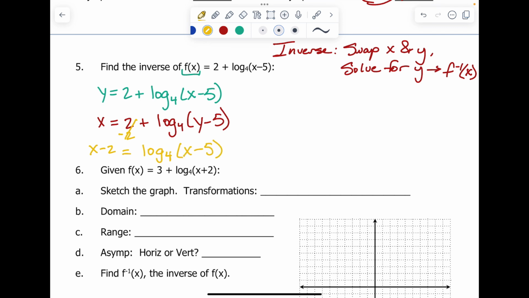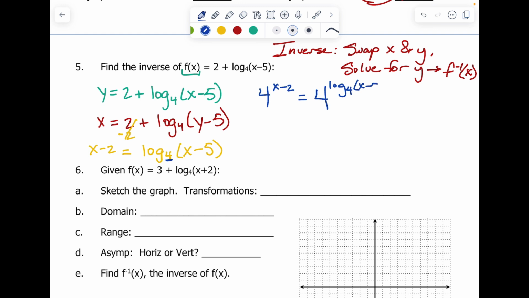Now remember, a log is an operation. So to cancel it, we need to do its inverse operation, which means I'm going to take both of these. See, it's a log base 4. I'm going to take both of them, and I'm going to make them exponential with a base of 4. It's the inverse operation. Now, sorry, I wrote that as an x. Let me make that a y.